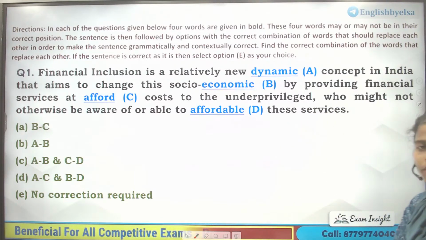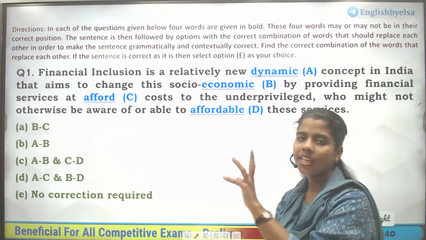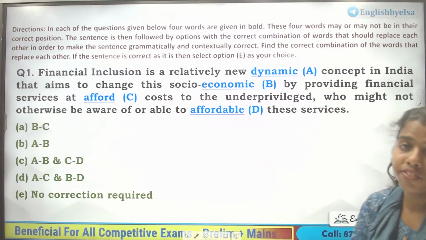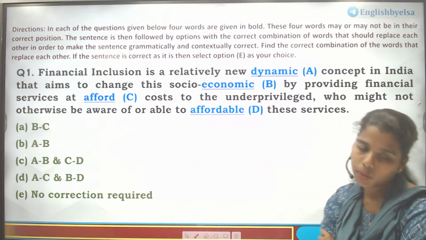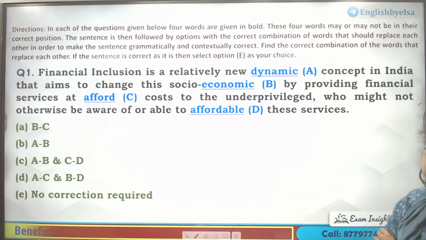You know what you have to do? 4 words are given. You have to interchange if it is required. If not, the answer will be no correction required. For that, you have to read the sentence.